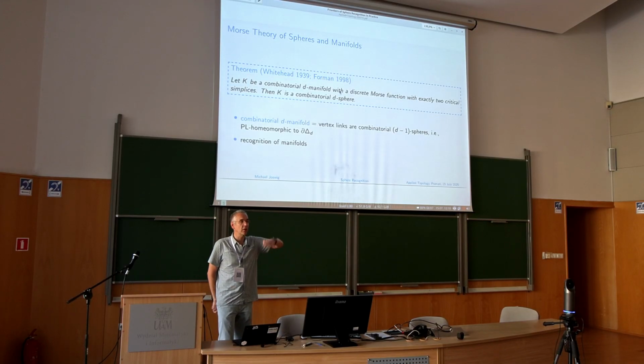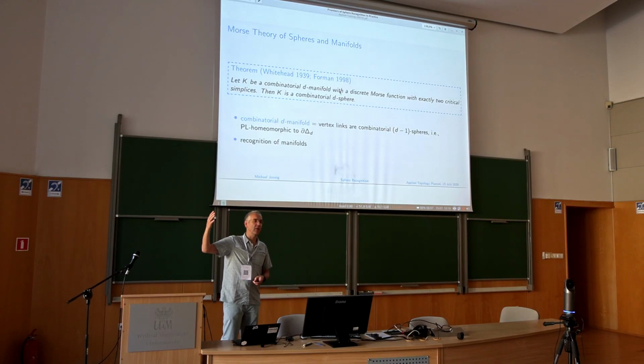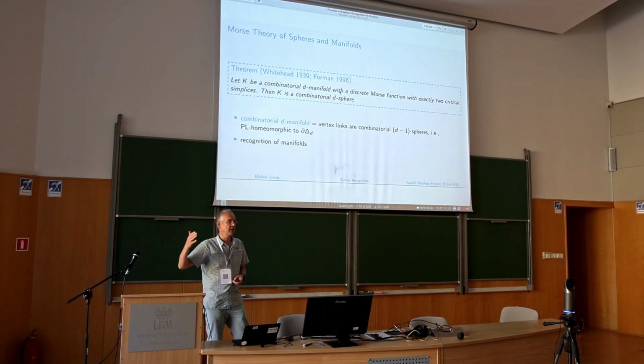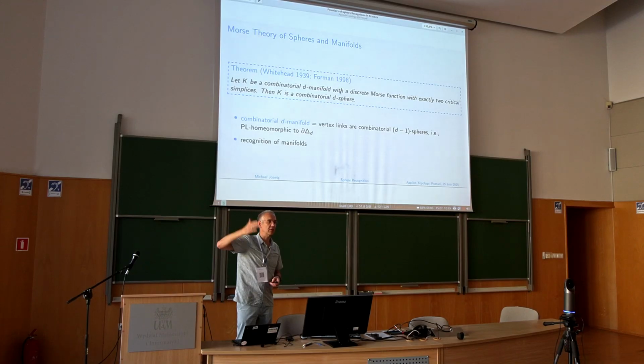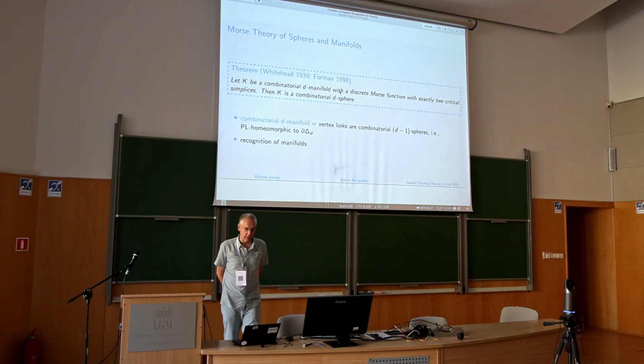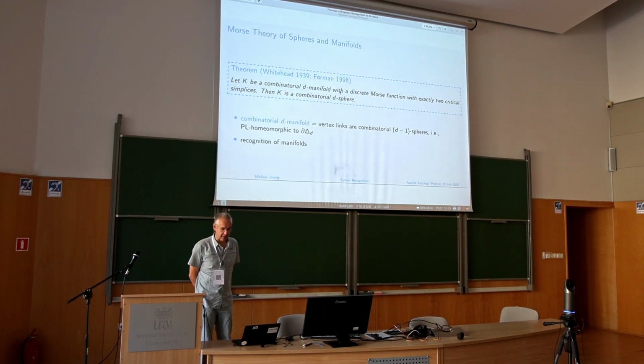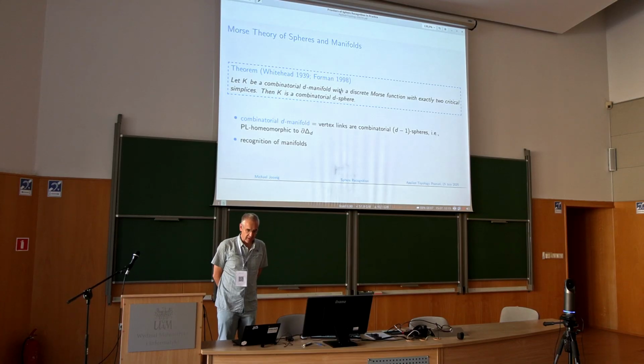In the continuous world, you try to understand topological spaces, let's say manifolds, by embedding them in a space that you know well, Euclidean space. And then you have a height function and you just look at how the sublevel sets of the manifold change with respect to this height function. So this is continuous Morse theory or smooth Morse theory, and there's a combinatorial analog. I will give you a more technical description on the next slide.